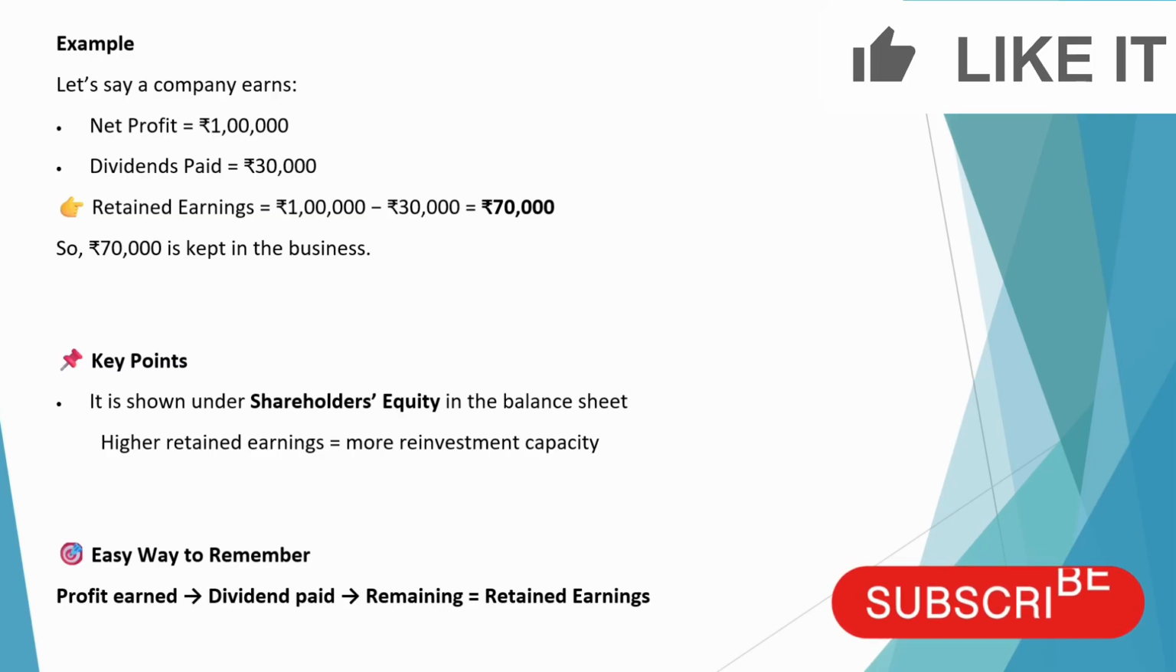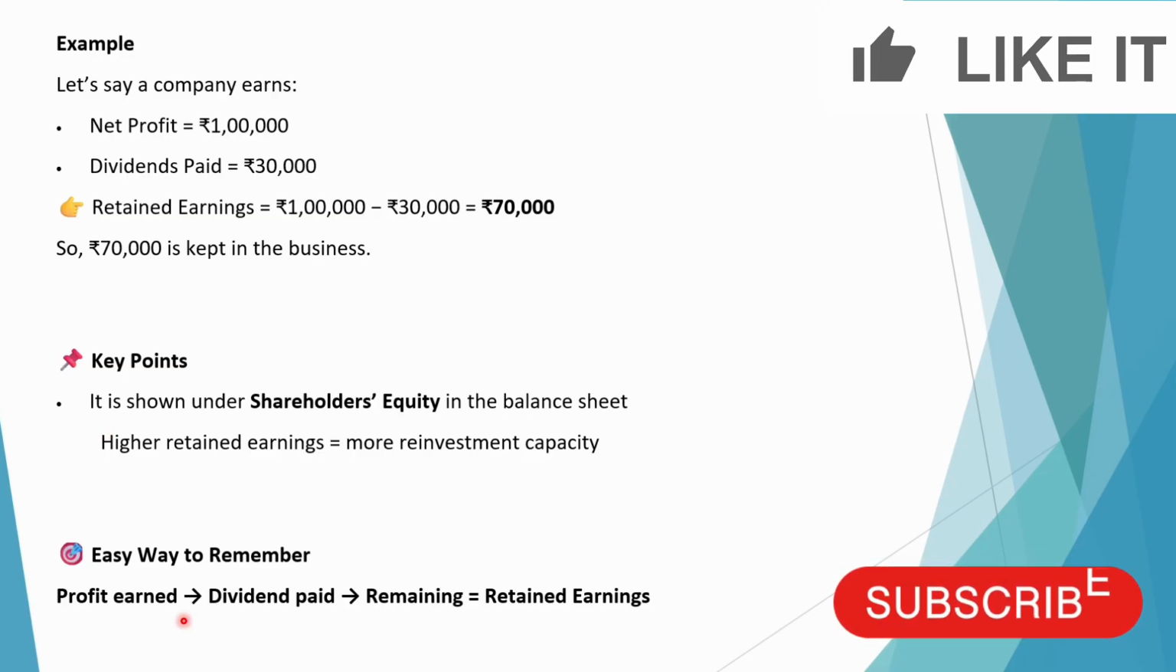Net profit is equal to 1 lakh, dividends paid 30,000, and retained earnings? The formula is 1 lakh minus 30,000, the net profit minus dividends. Here comes 70,000, which will be treated as retained earnings. I hope the formula and the concept is clear now.